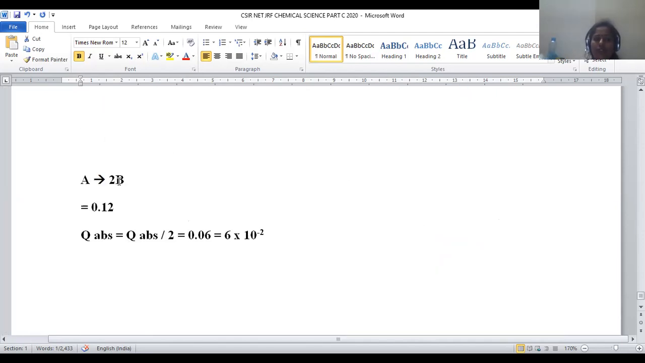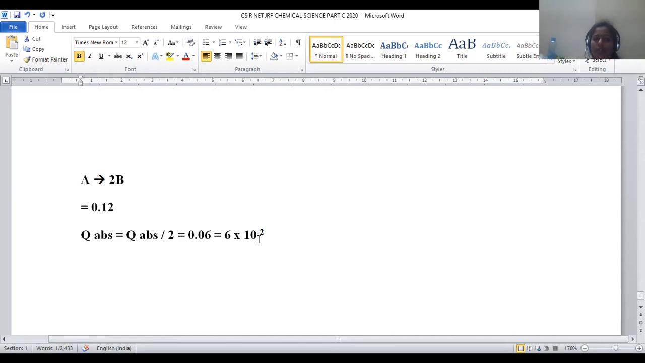Now A tends to convert into 2B. So which is calculated as 0.12. Q observed is equal to 0.12. Quantum yield is equal to Q observed by 2, so that is taken as half of this one, 0.06. That is nothing but 0.06.